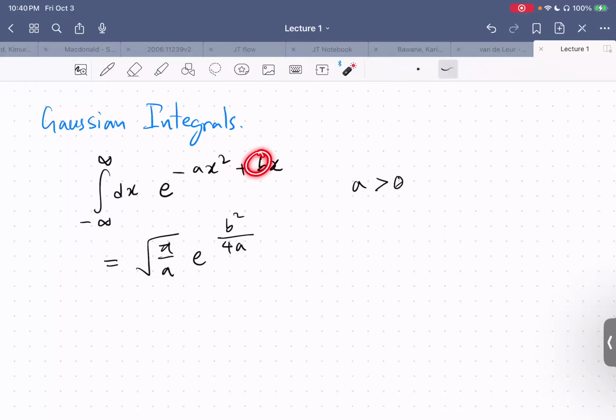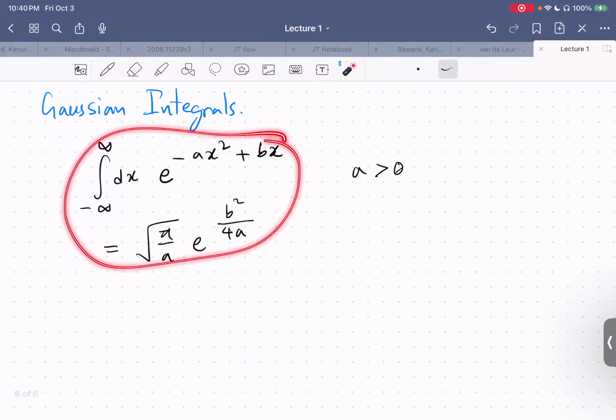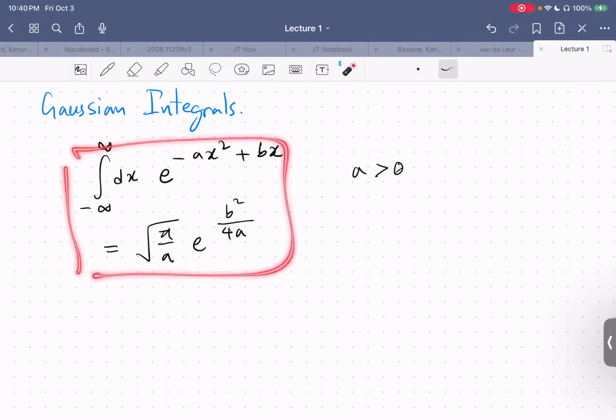We don't have any constraint on B. B is anything. It can be complex. I'm not going to do this integration, but you can find it basically anywhere. And nowadays you can ask ChatGPT. I believe there are many ways of doing this integration, but this is a result that we're going to use.